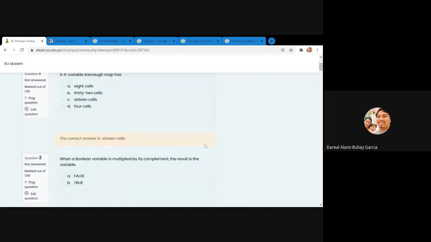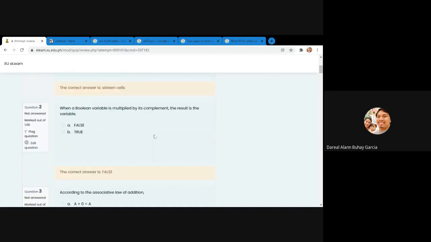When a Boolean variable is multiplied by its complement, the result is the variable. True or false? Boolean rules ni siya. If available pa ito yung table before, katulad itong 0. False. When a Boolean variable is multiplied by its complement, the result is 0. Okay, so false.